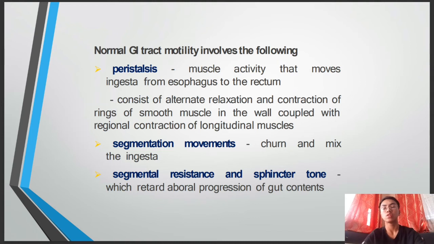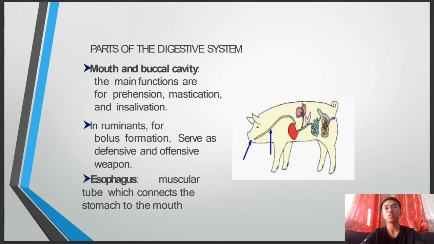Next, we are going to discuss the parts of the digestive system. The first is the mouth and oral cavity. The main functions are prehension, mastication, and insalivation. The mouth and oral cavity is the first part of the digestive tract, and it is located in the cheek. In ruminants, it is used for bolus formation and serves as defensive and offensive weapons.